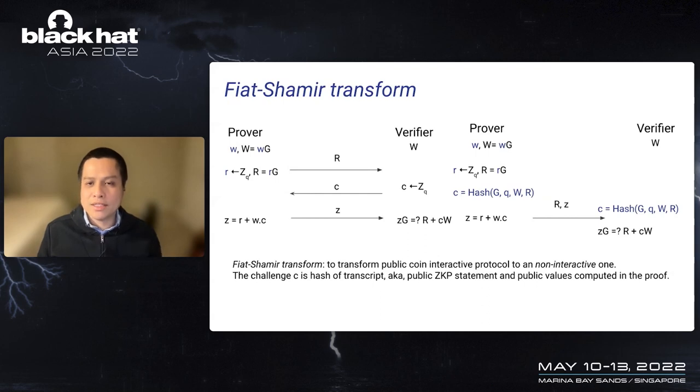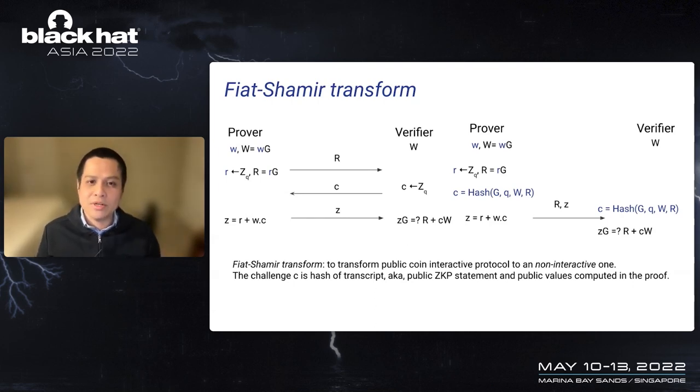So what we actually want is a non-interactive protocol. But how do we transform an interactive protocol into a non-interactive one? The procedure that helps us achieve that goal is called the Fiat-Shamir transform. You will hear this word a lot in any zero knowledge proof protocol: okay, let's use the Fiat-Shamir transform. What it means is just a known procedure to transform an interactive protocol into a non-interactive one.